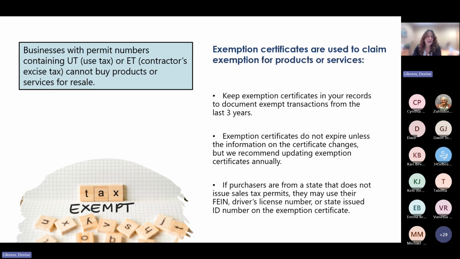Okay, excise tax: contractors cannot buy their materials without tax. They have to pay tax on all their materials. So no for UTs or ETs. And that would be at the end of the license number, because our license numbers are 8 digits and 2 letters. So that would be at the end.